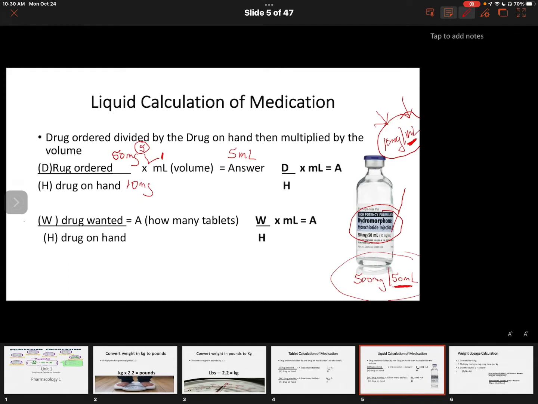So right below is the same formula that we previously talked about, the W over H times milliliters equals A, or if you were using tablets, the W over H equals A for tablets.